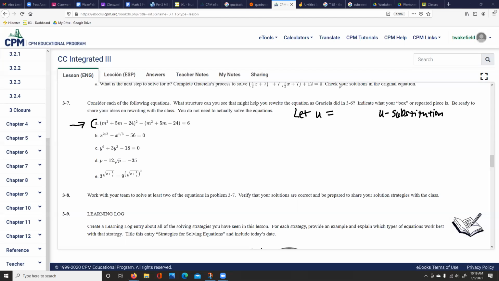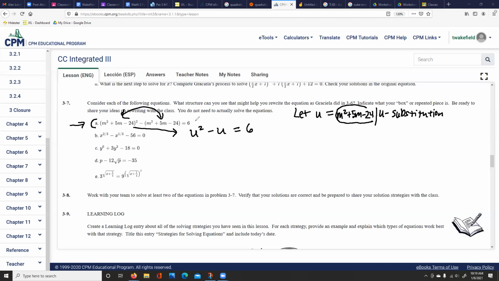I'm going to let U equal the m squared part because they're the same. You can see how they're the same. So that's what you want to let U equal. I'm going to let U equal m squared plus 5m minus 24. Okay, that's what U is going to equal. So I'm going to replace these two with just U. So we have U squared minus U equals 6.